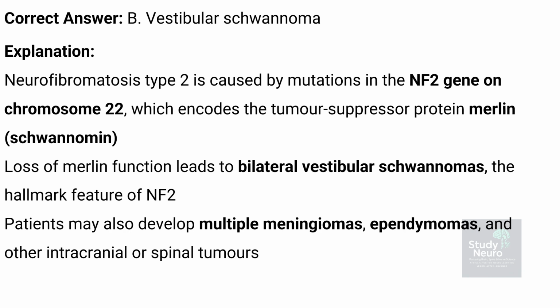NF2 is caused by mutations in the NF2 gene on chromosome 22, which encodes the tumor suppressor protein Merlin. Loss of this protein predisposes patients to bilateral vestibular schwannomas, a classic finding in NF2. Affected individuals often develop multiple meningiomas and ependymomas as well. So remember, when you see bilateral acoustic neuromas, always think of neurofibromatosis type 2.